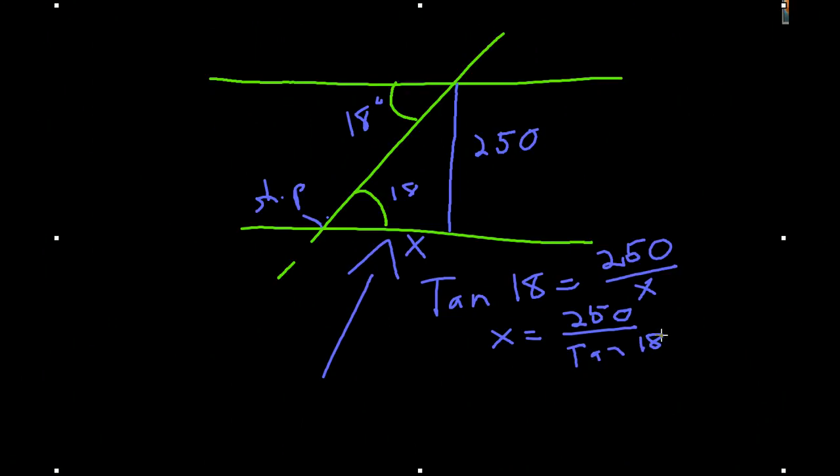Then we just simply take our calculator, and the distance from the ship to the Statue of Liberty is approximately 769 feet. So x equals 769 approximately.